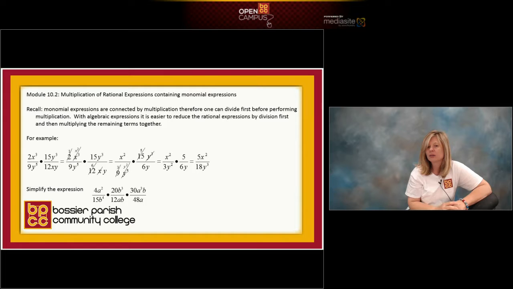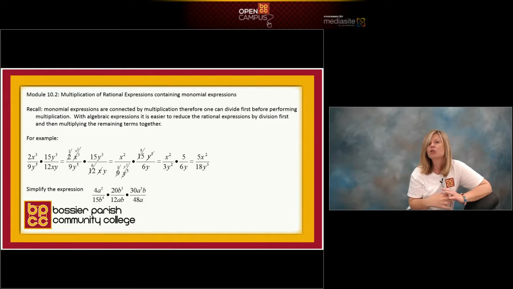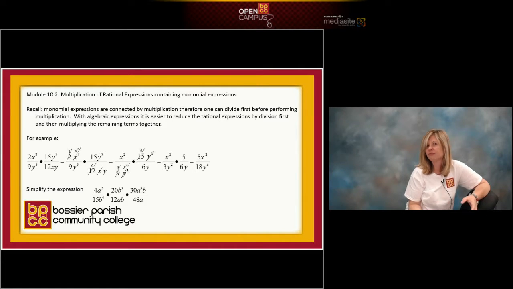And if you look, x squared in the numerator has nothing to cancel with in the denominator, and 5 in the numerator has nothing to cancel with in the denominator, so you know you've done all your division. So now it's easy, just multiply across. X squared times 5, 5x squared. 3y squared times 6y. Well, 3 times 6 is 18. Y squared times y is y cubed. So the final product is 5x squared over 18y cubed.